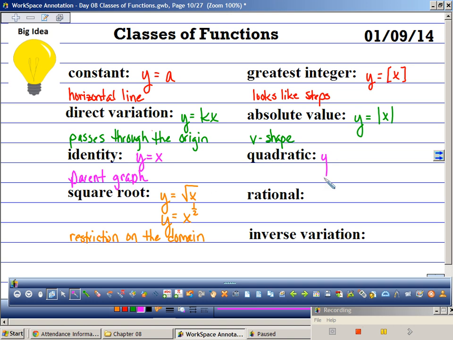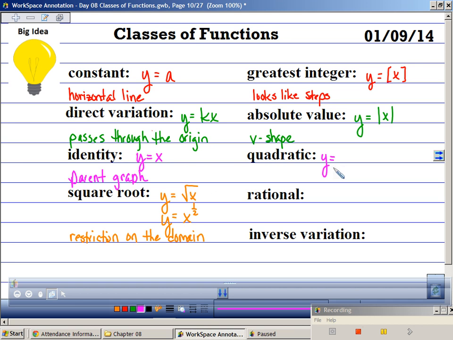Quadratic, and I mean specific. Y equals what? Not just X squared. What is it? No, that would be linear. No. B squared minus 4AC is the discriminant. AX squared plus BX plus C.